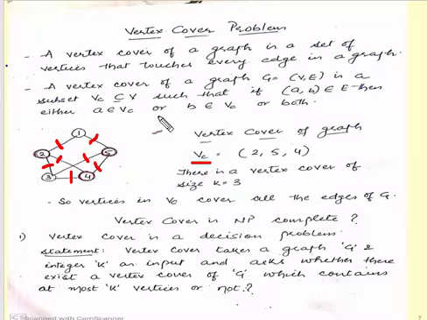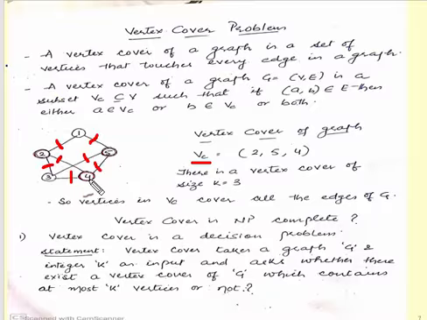Now what is the definition of this? A vertex cover of a graph G = (V, E) is a subset VC of V. What is V? V contains all the vertices 1, 2, 3, 4, 5. So it should firstly be a subset of this, such that if (a, b) belongs to E, like if 1, 2 is an edge, then either a should belong to this VC or b should belong to VC, or it can be both.